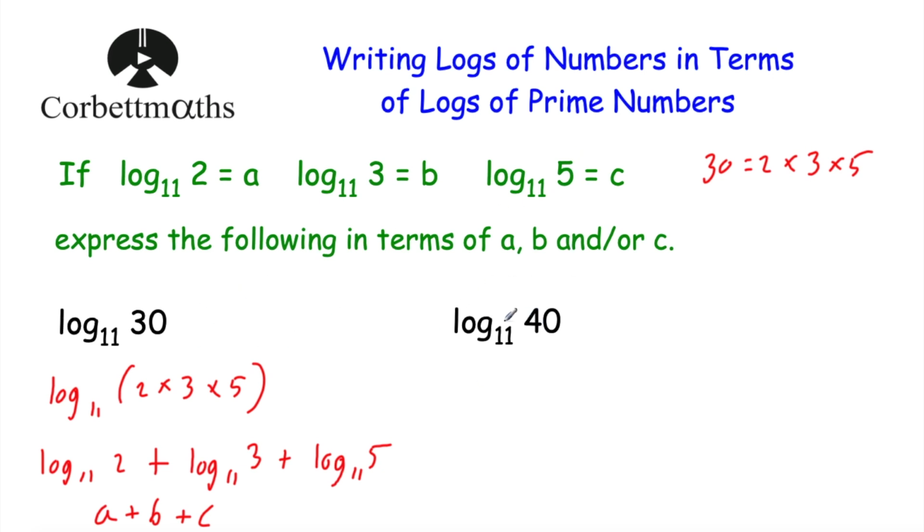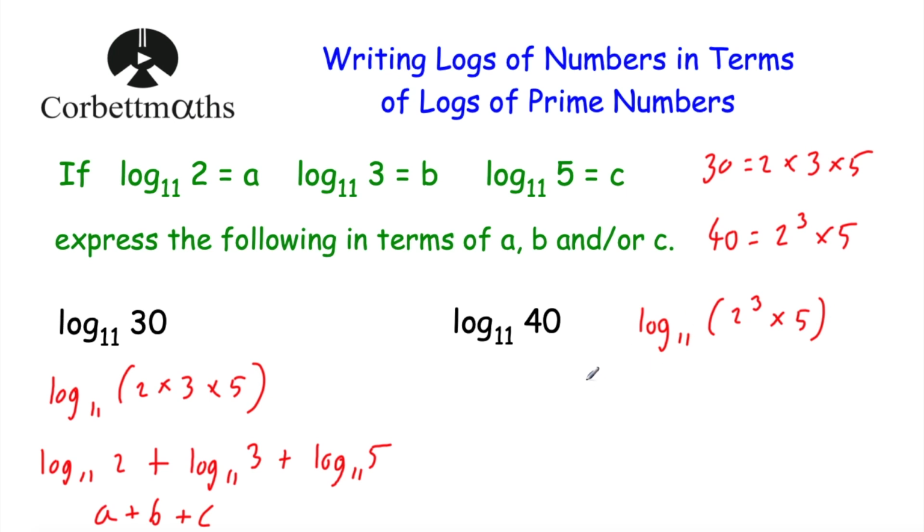So this time we've got the log to base 11 of 40. So let's write 40 as a product of primes. 40 is equal to 2 cubed, which is 8, times 5. 2 cubed is 8 times 5 is 40. Fantastic. So that means the log to base 11 of 40 would be, well, let's write the 40 as log to base 11 of 2 cubed multiplied by 5. Just writing 40 as its product of primes.